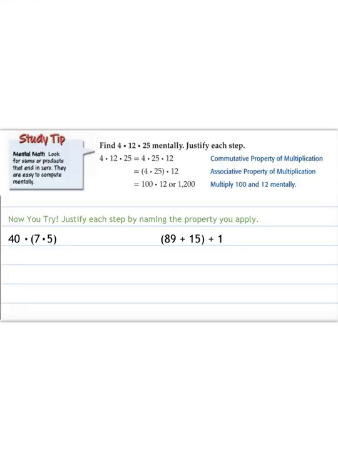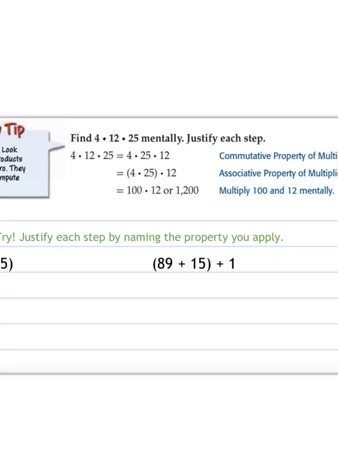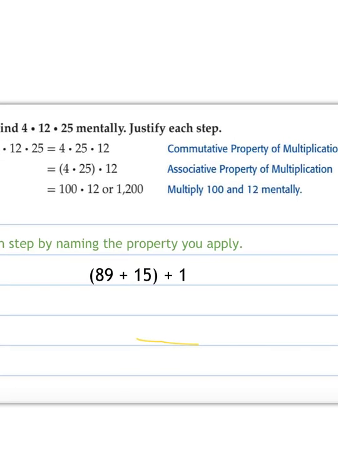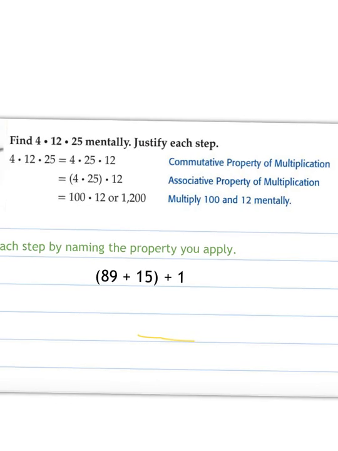All right, on here we are trying to solve these problems mentally and using different properties in order to help us solve them. So originally they had 4 times 12 times 25, and we're solving that mentally, and we had to justify each answer, what we're doing in order to make that work. So the first thing that they did was they changed 4 times 12 times 25 to 4 times 25 times 12. Okay, and that's the commutative property, saying that we can change the order.